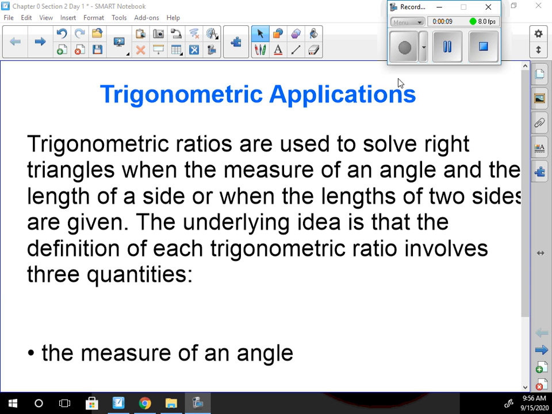That's right, room 218. Today we're here to talk about trigonometric applications. Just figured I'd switch my intro up a little bit.